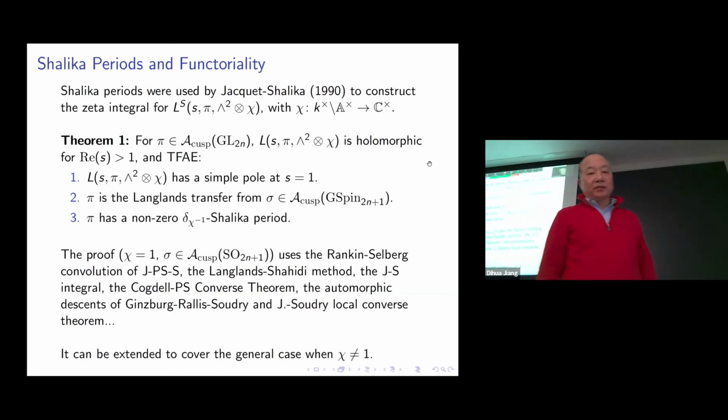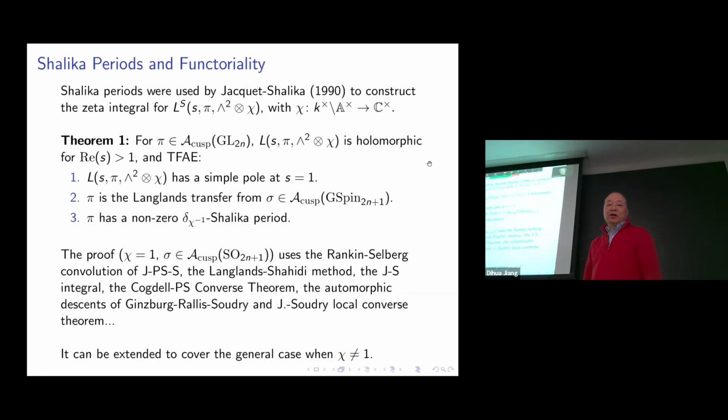And number 3 is that pi has a Shalika period. This theorem is the most general version of this type. But historically, it was proved first in the special case, notice chi equal 1. In this special case, chi equal 1, you don't need a GSpin group. So the Langlands transfer, the twisted endoscopy, will be just SO(2n+1).